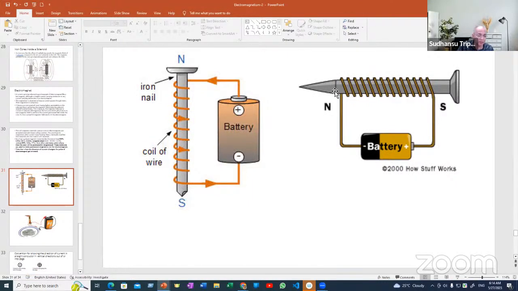We have also seen a very simple example of a solenoid wound around a nail, and you can test that it becomes a bar magnet type, because a solenoid carrying current acts like a bar magnet.